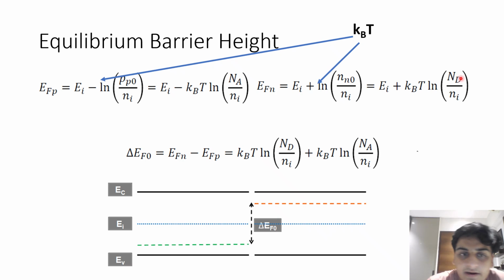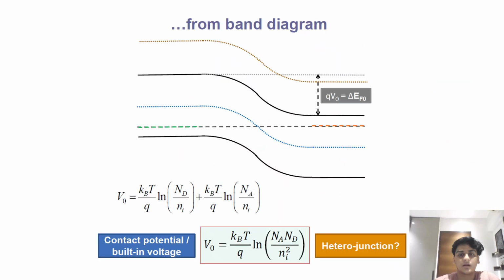So you can write this formula, and of course we knew that the barrier height that we wanted to calculate was this, I'm sorry, this delta EF naught. So that's just EFN minus EFP. We can do that calculation and see that this is the barrier height.